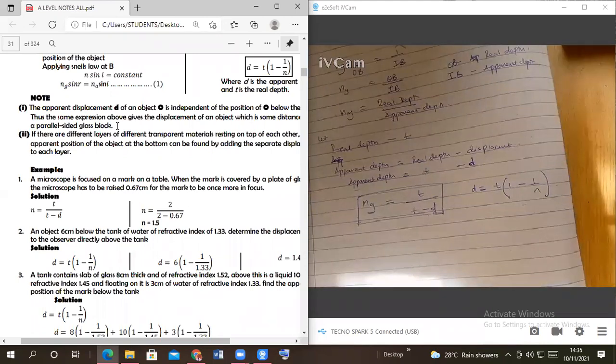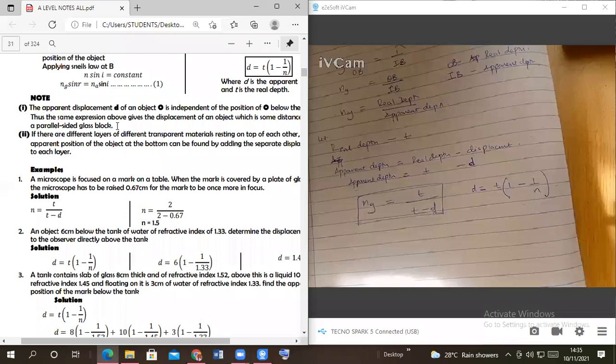So it means that it will still give the same displacement for any given object. You still have the same displacement as long as you are using the same material. You still have the same displacement of that object.